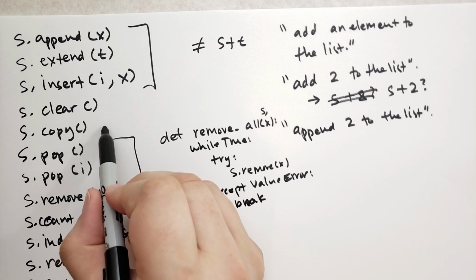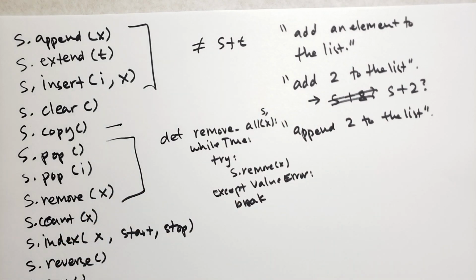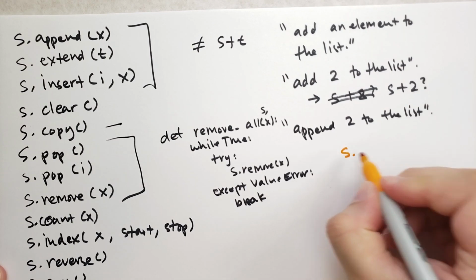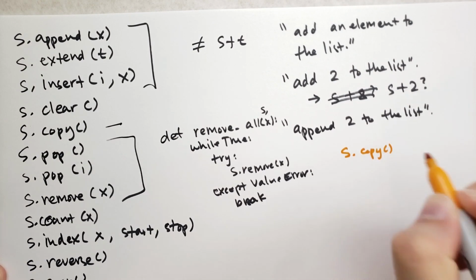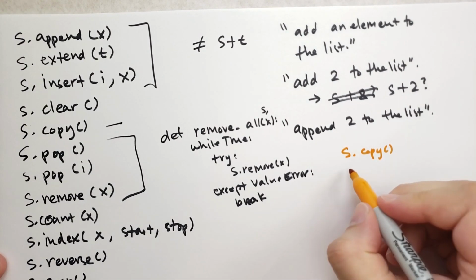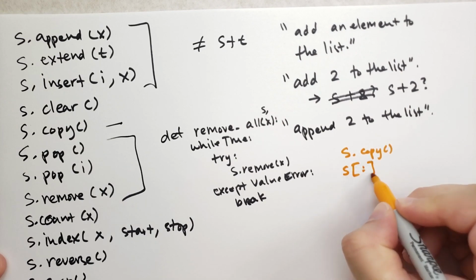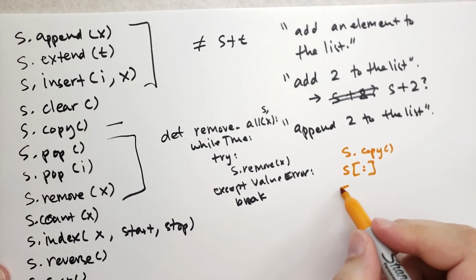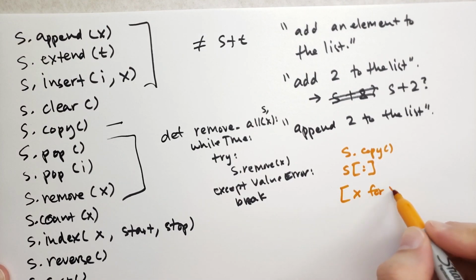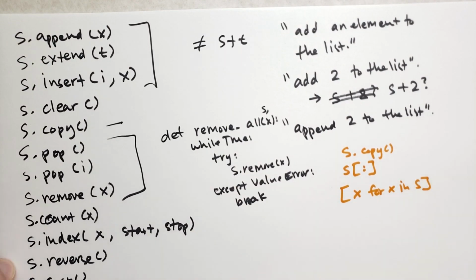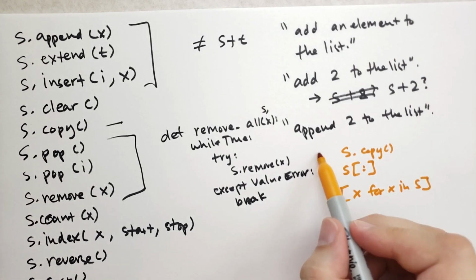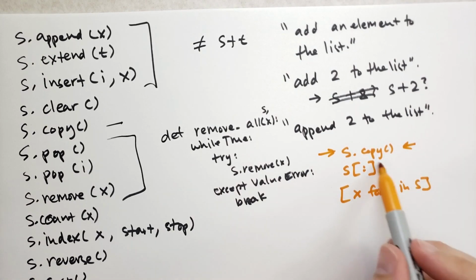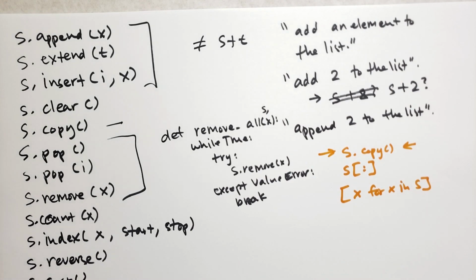So copy is pretty self-explanatory. There's actually three ways that you can copy. Let me write these down. One is we can say s.copy(), and that will create a copy of the list. We can also just do this, s and take a slice, and that creates a copy of the list as well. And of course, we can use a list comprehension. We can say x for x in s, and that will create a copy. Of all of these, I prefer using the explicit copy, although I see this quite often in Python code.